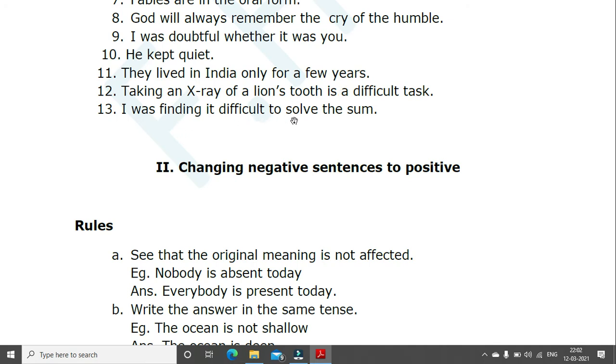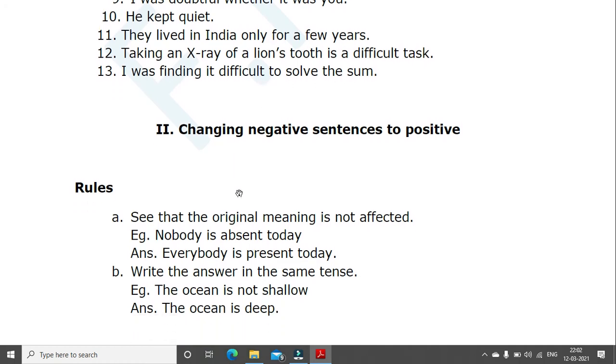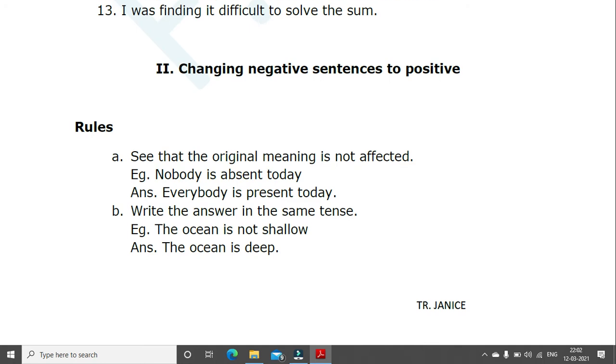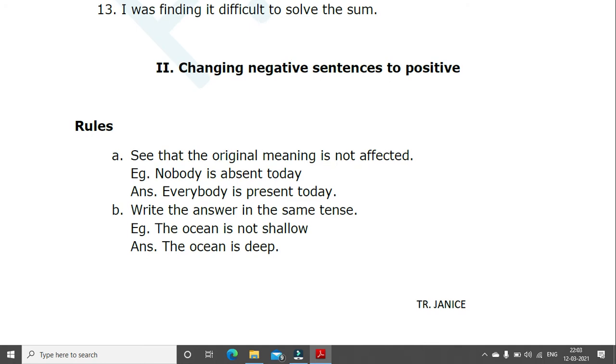Now we move on to the second one. Changing negative sentence to positive. First you did positive to negative, now we will do negative to positive. Proofs: see that the original meaning is not affected. For example, nobody is absent. So you have to make it into positive. So you remove this negative word. Remember, you remove the negative words. Everybody is present. Nobody is absent means everyone is present.